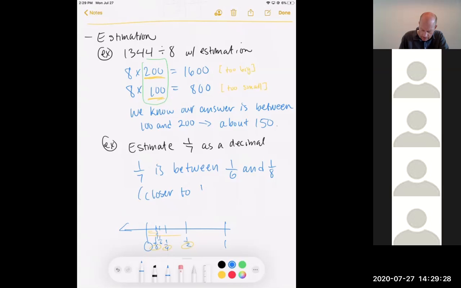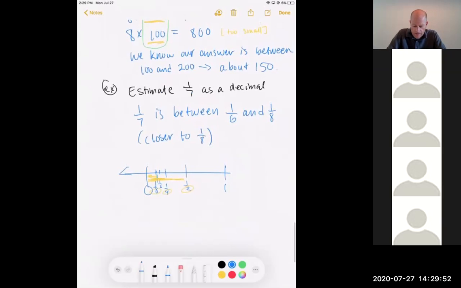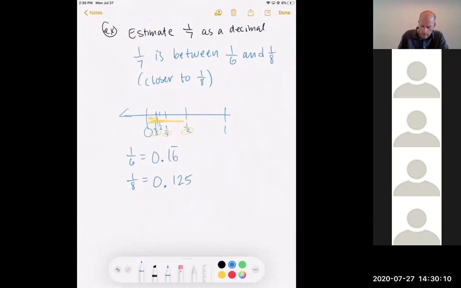So notice that the distances are getting smaller and smaller, but the rate at which they're getting smaller goes down, and so that means that it's going to be closer to 1/8. So 1/7 is between 1/6 and 1/8, closer to 1/8. So we're going to go, okay, 1/6 is equal to 0.16 repeating. 1/8 is equal to 0.125. But it's somewhere between there.